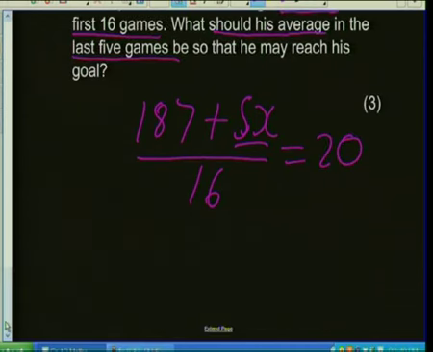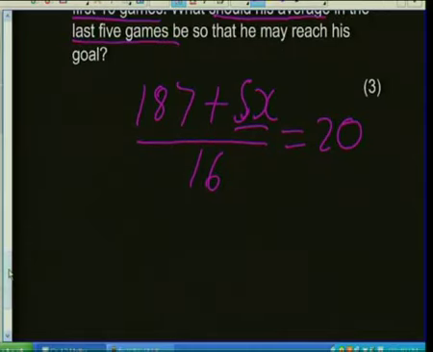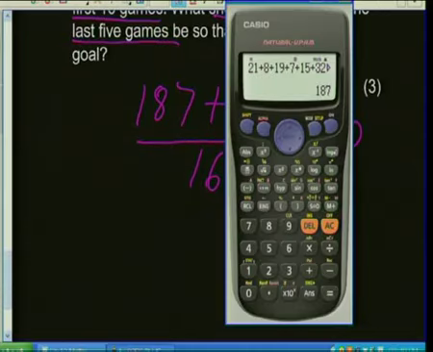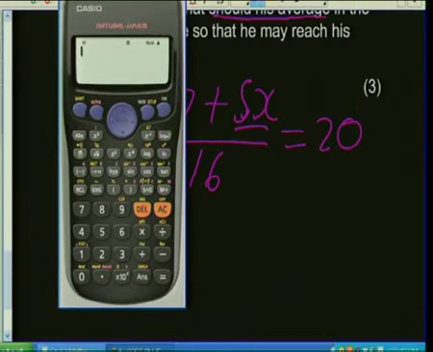Okay, so we want to calculate the value of x. I can just multiply this by 20. So 16 times 20, you can use your calculator. Don't be afraid to use a calculator. 16 times 20, I get 320.